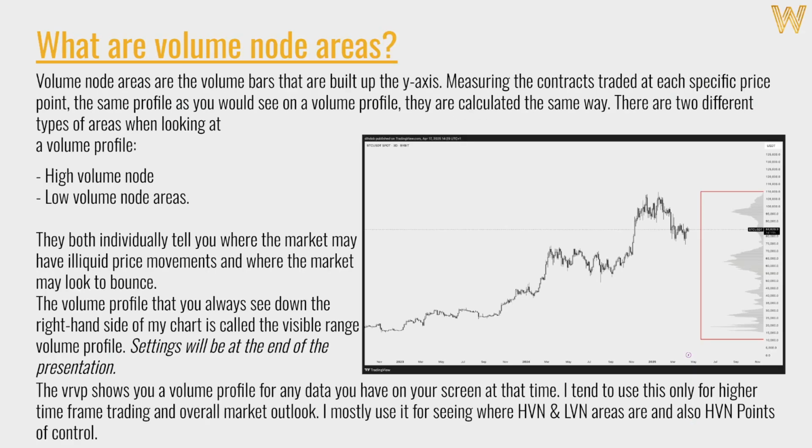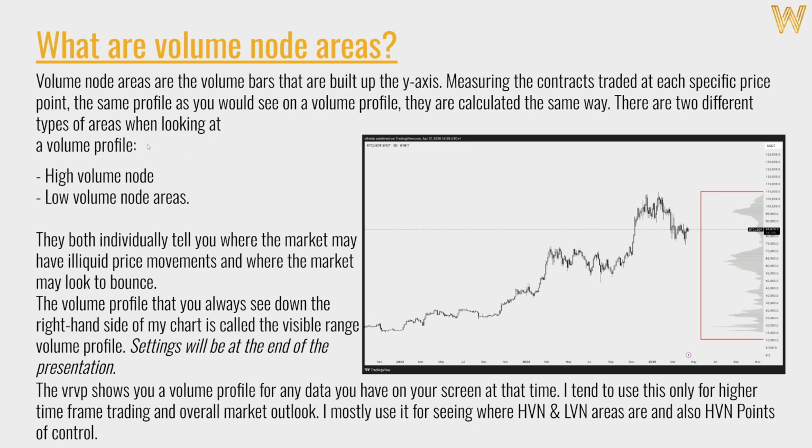So talking about volume node areas, it's pretty essential that you understand what a volume node area is, and then once you know what a volume area is, you can then look at the volume node POCs and identify them. So volume node areas are the volume bars that are built up on the y-axis. You can see this down the right-hand side. So they're measuring the contracts traded at each specific price point. So the same sort of profile you would see on a volume profile, they're counted exactly the same way.